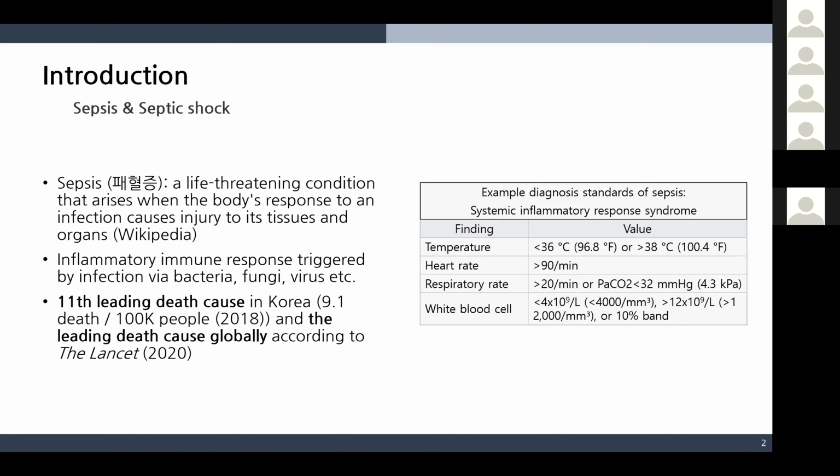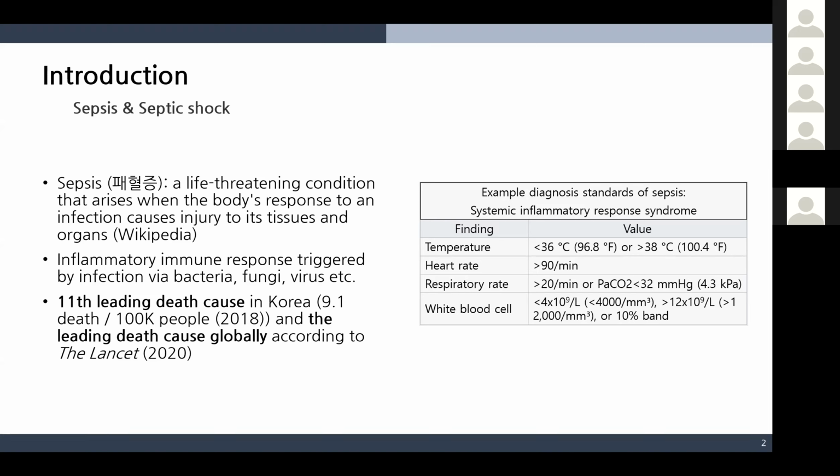And recently, it was published in The Lancet, one of the most prestigious medical journals, that sepsis is now the global leading death cause, ranked over cancer. Such prevalence and severity makes sepsis one of the most extensively studied diseases.